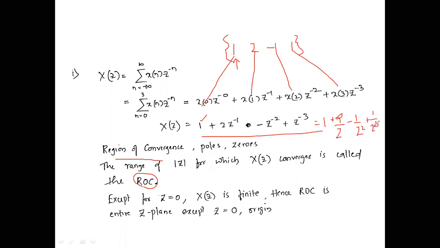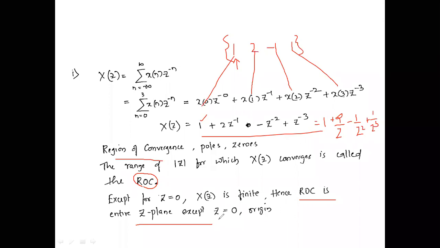Now, if I substitute z equal to infinity, 1 divided by infinity is going to be 0. So for all the values of z this thing is 0, except what will happen if I substitute z equal to 0? 1 by 0 goes to infinity. So this particular term is converging. It gives me finite values for all the values of z except for z equal to 0. So my region of convergence, ROC, is the entire z plane, except z equal to 0.